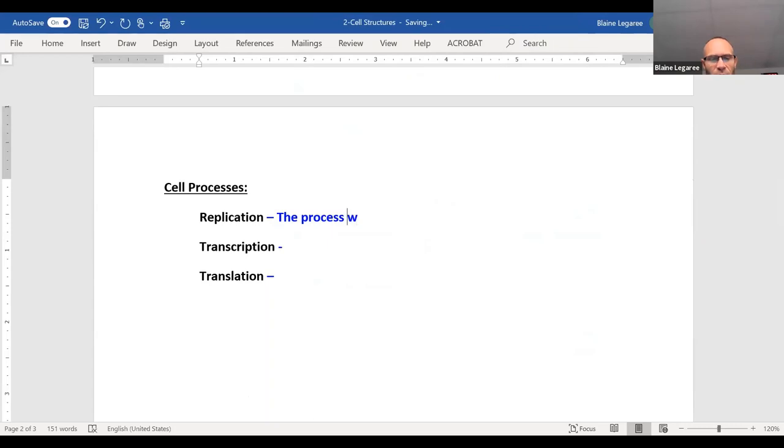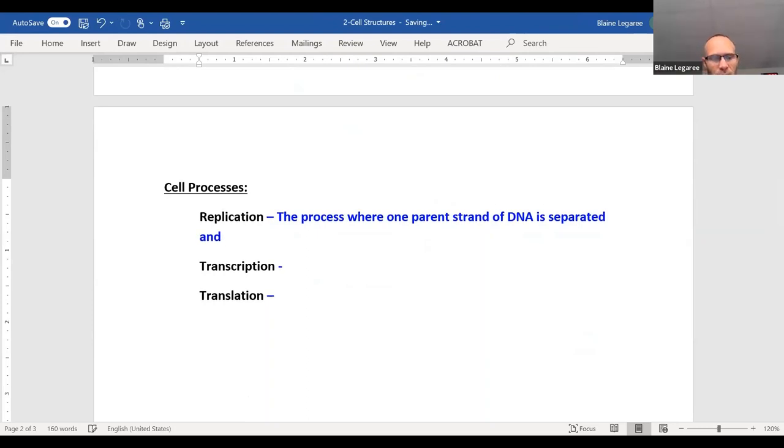So this is the process where one parent strand of DNA is separated and made into two strands, we'll call it daughter DNA. Maybe in brackets we'll see if the genome is copied.